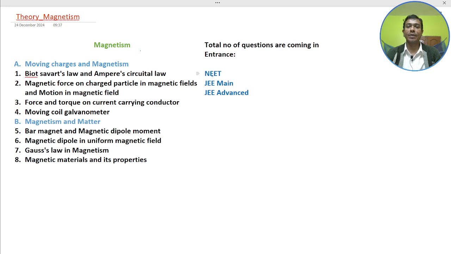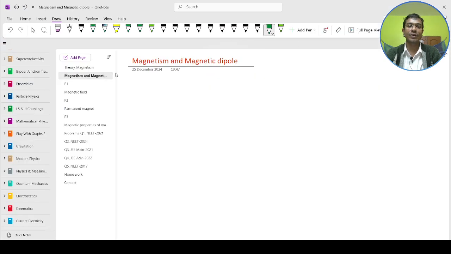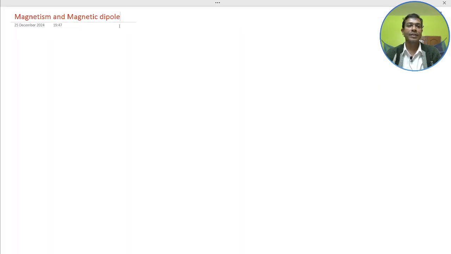And the number of questions coming in the NEET exam is 2 or 3, in JEE Main 3 or 4, and in JEE Advanced 3 questions. So these are important topics. So let's get started. First of all, magnetism and the magnetic dipole moment. So I just draw a line here for you to clarify.